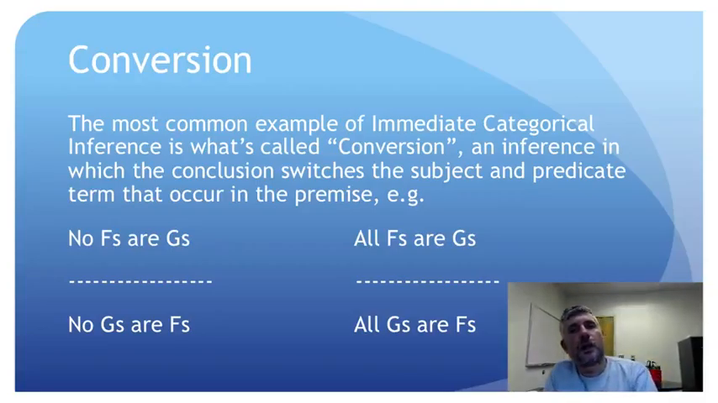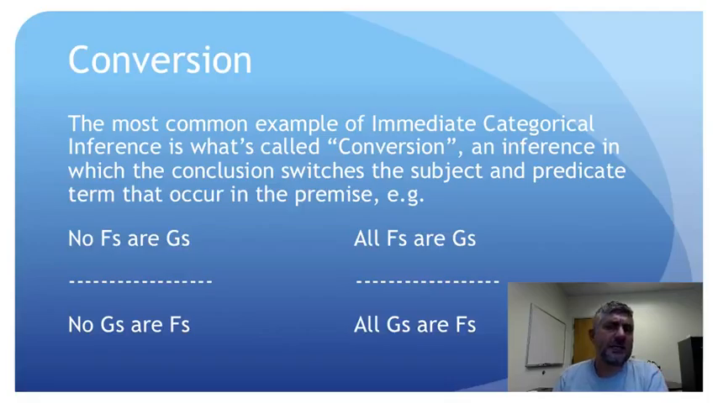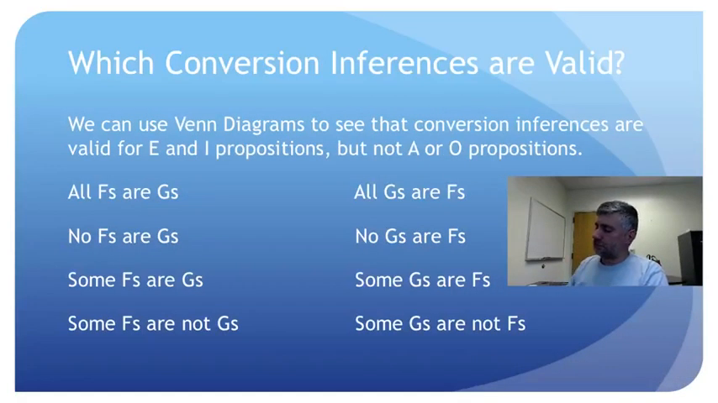You could do it for other forms of proposition. So for instance, consider the conversion inference from an A proposition to another A proposition. Consider the inference from all Duke students are NFL football players to the conclusion all NFL football players are Duke students. Now notice, the first of those two conversion inferences is plausibly valid, whereas the second one isn't. Why is that? Well, we can see why if we use Venn diagrams to visually represent the information contained in the premises of those inferences. More generally, I can say right now that conversion inferences are valid for propositions of the E and I form, but they're not valid for propositions of the A or O form.